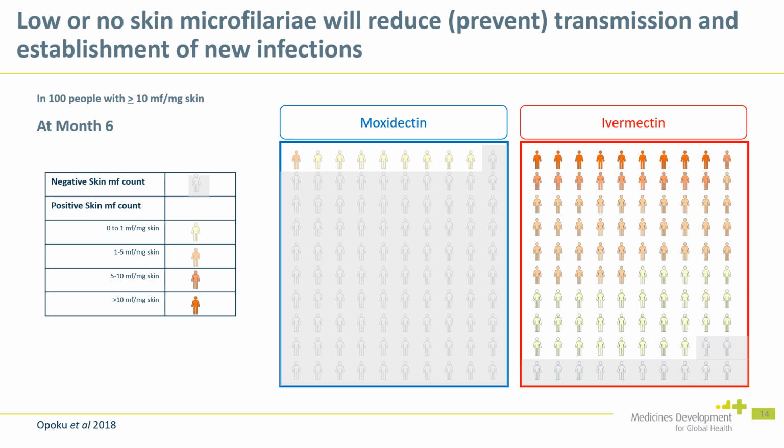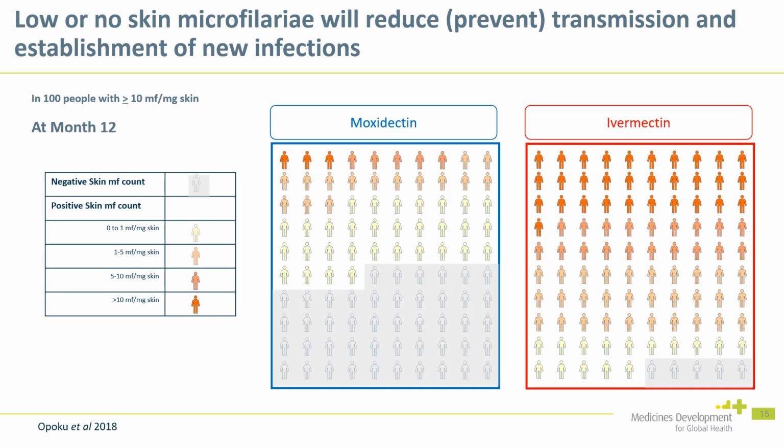Having no skin microfilariae available when black flies bite means that there will be far less opportunity for infection to be transmitted from person to person in the community, thus reducing or even preventing the establishment of new infections. Thus, persistence of infection within an endemic community will be reduced.